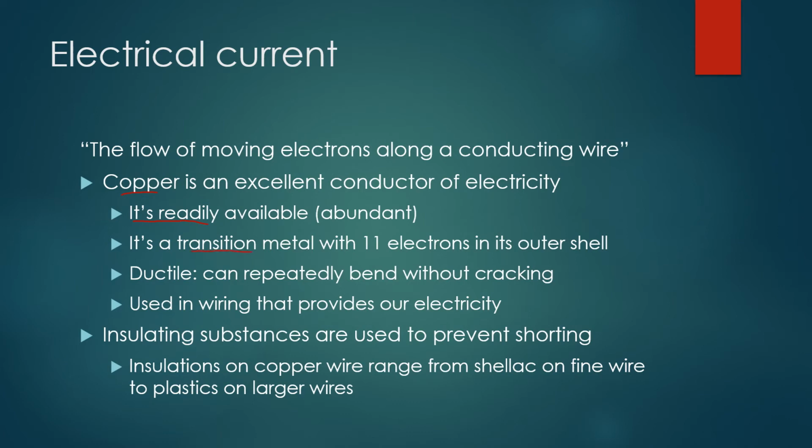It's a transition metal, so if you remember back in the chemistry chapters when we talked about transition metals, it has 11 electrons in its outer shell, and remember, only those outer shell, those valence electrons, are available for electricity, so the more the better. It's ductile, which means you can bend it repeatedly without cracking it. And oftentimes, when we use any type of conducting wire, we need insulating substances to prevent overheating or any shortage.